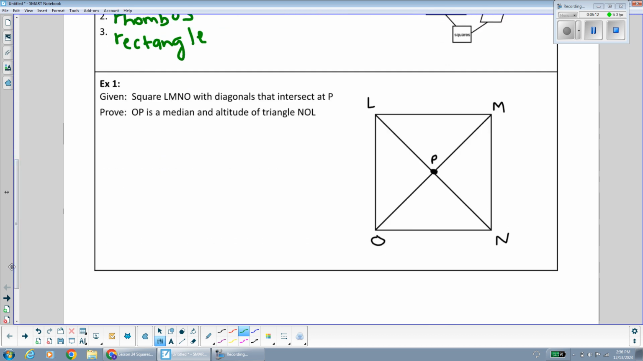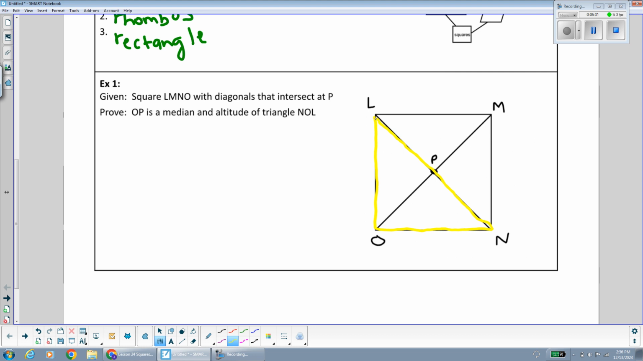Take a look over here. It says that we have square LMNO, with diagonals that intersect at P. And what we need to do is prove that OP is a median and an altitude of triangle NOL. I'm going to highlight triangle NOL for a second.